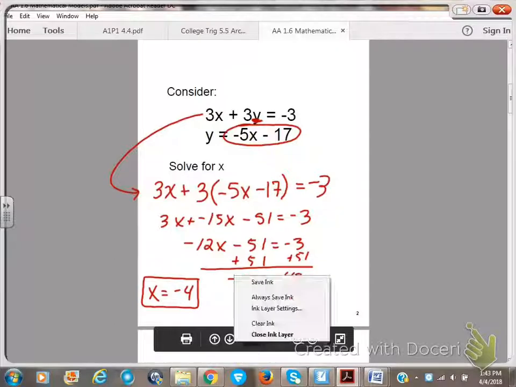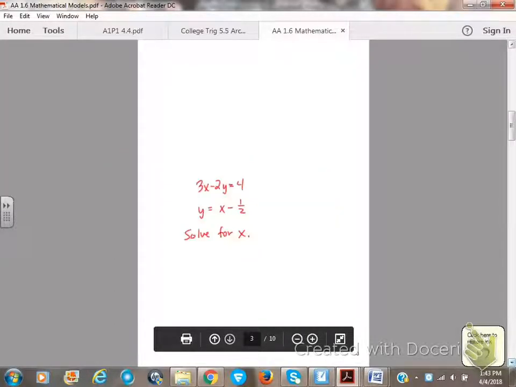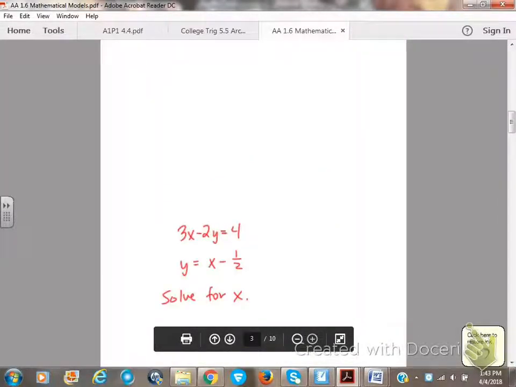All right. Okay, so let's look at another example like that. If I gave you 3x minus 2y equals 4, and that y equals x minus 1/2.